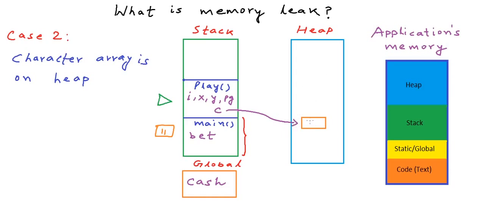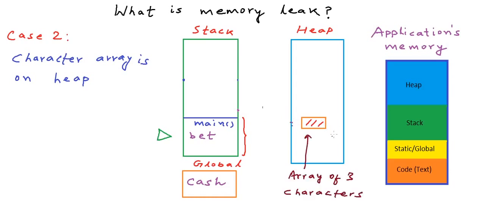So here we have created the array on the heap, and we have kept only a pointer variable on the stack. Now when the call to the play function finishes, the memory allocated for its execution will be reclaimed, so all the local variables will go away, but this memory on the heap will lie unused and unreferenced, and it will not get deallocated. Anything on the heap has to be explicitly deallocated by making a call to the free function or by using the delete operator.